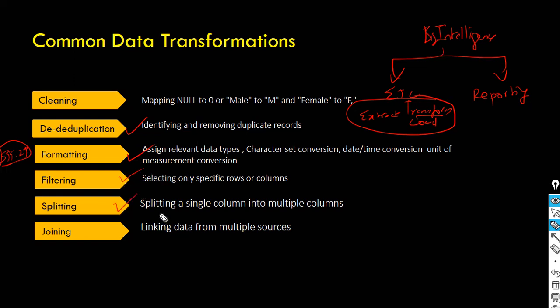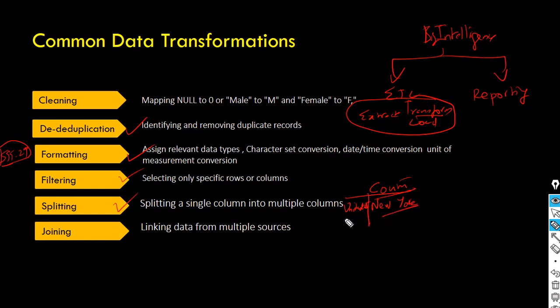Sometimes multiple values get stored in a single column. In that case, you need to split it into more than one column. For example, I have a column called country, but in the country column, along with the country name, the state name is also there. For example, the United States, and next to that, New York. The United States is the country name, but New York is the state name.